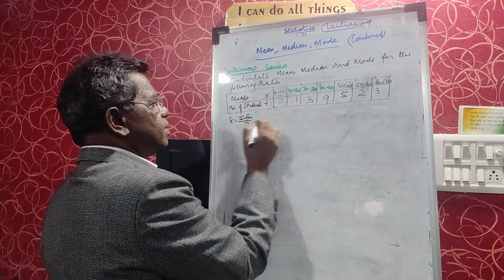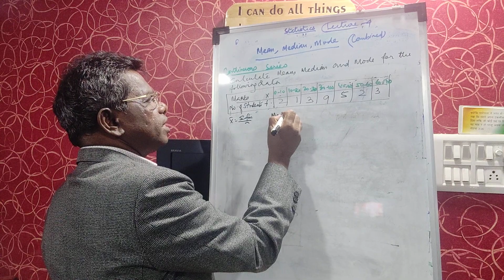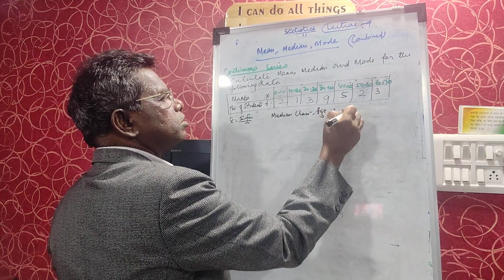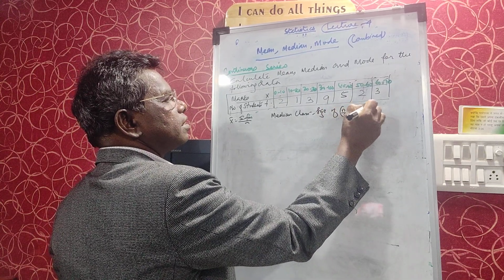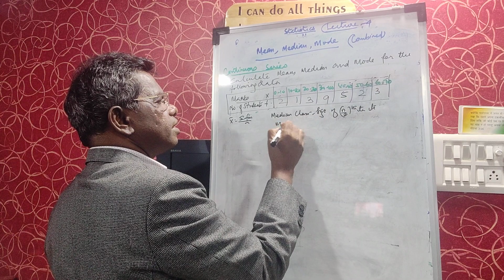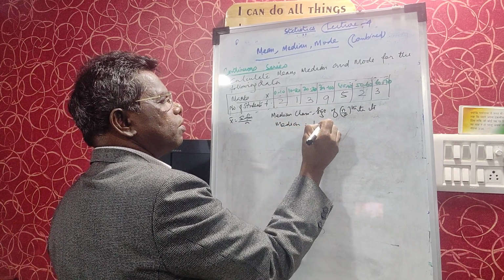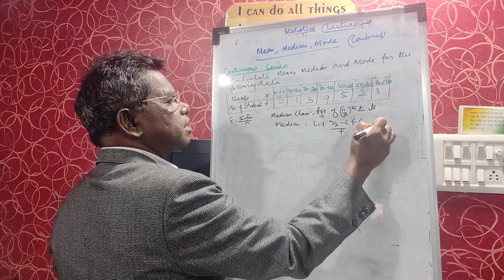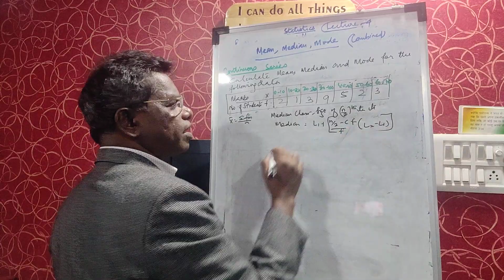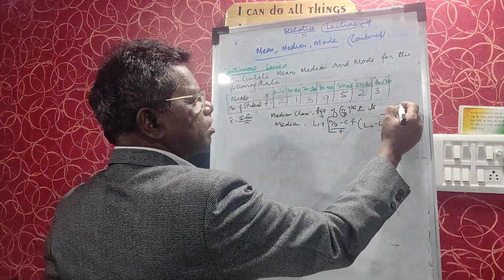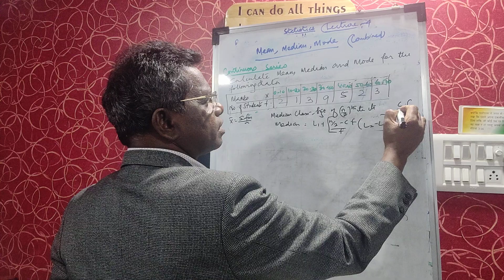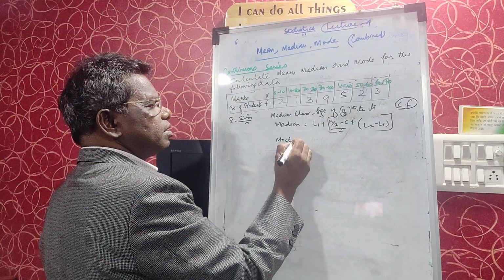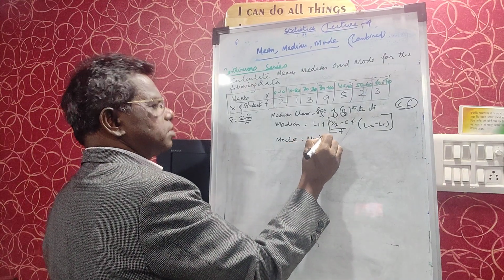Now what is the median? Median is equal to the median class first. Median class is the size of n upon 2 th item. Then median is equal to L1 plus (n upon 2 minus CF) upon f into (L2 minus L1). See my previous videos if you have difficulties. Of course, here cumulative frequency is required. Cumulative frequency is to be done. And what is mode? Mode is equal to the most repeated item.